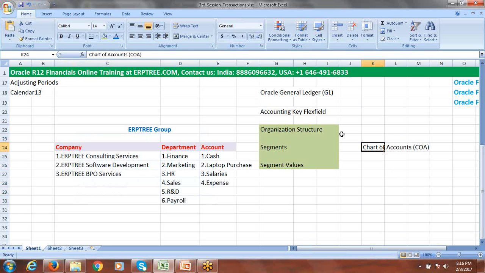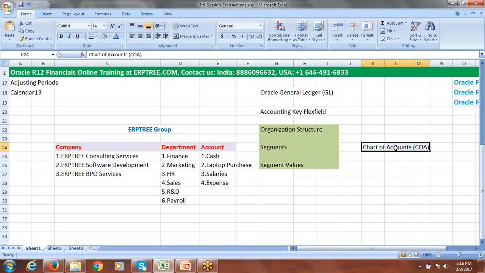Okay. And where do we have the chart of accounts? In the accounting key flex field. Where do we have the accounting key flex field? Within the general ledger application. So the simple point I want to make here is that by using the chart of accounts, you can write the detailed description of the transaction.